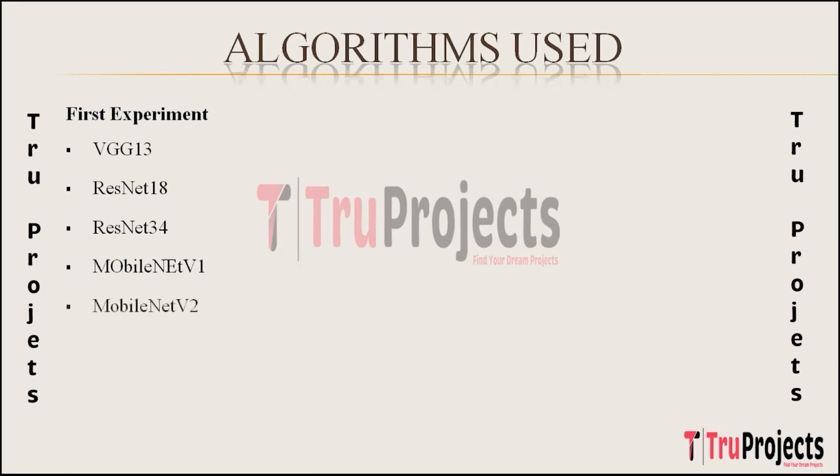And the next one is MobileNet V2. MobileNet V2 is an improvement over MobileNet V1, introducing inverted residuals and linear bottlenecks. It enhances the efficiency of feature extraction while maintaining model accuracy.